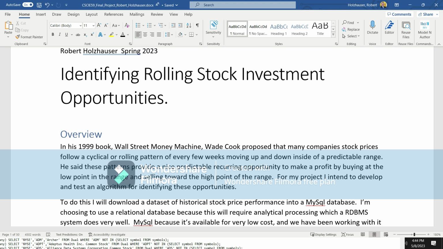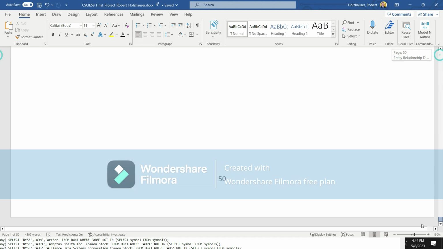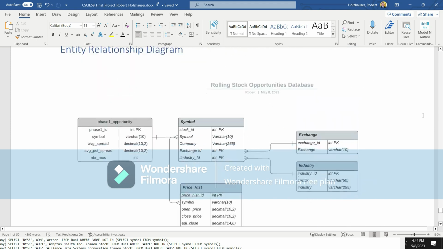And I chose to do MySQL as the database for looking for that pattern. So let me show you the ERD that I was working with.